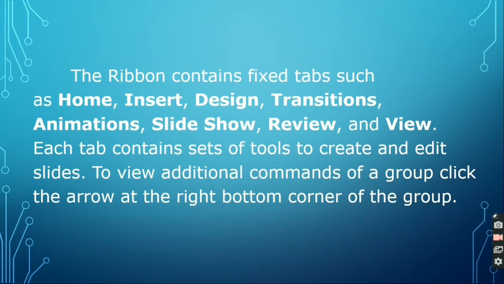To view additional commands of a group, click the arrow at the right bottom corner of the group. In this part, you can choose the tabs that you need, whether Home, Insert, Transition, and so on. For example, if you choose the Insert tab, you will see here the groups which are the Pages, Table, Illustration, and so on, with different command options.